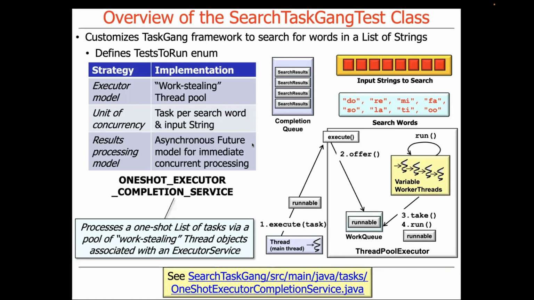And then the fourth and final example here is called the one-shot executor completion service, which processes a one-shot list of tasks via a pool of work-stealing thread objects that are associated with the executor service.